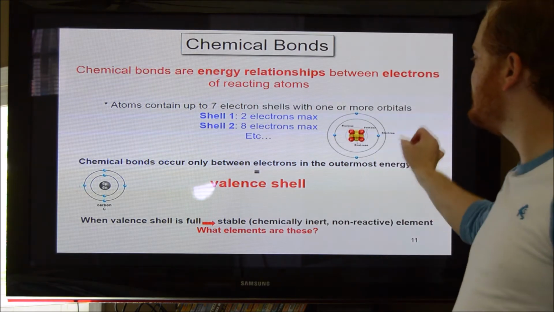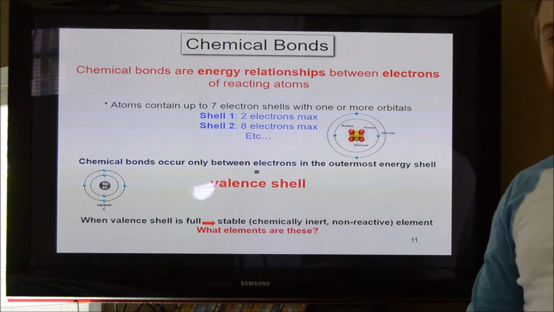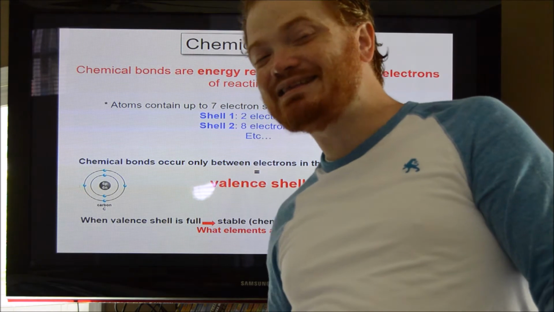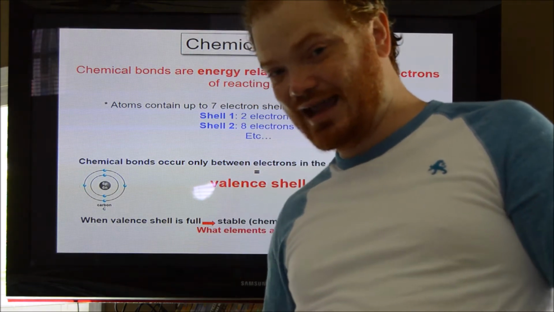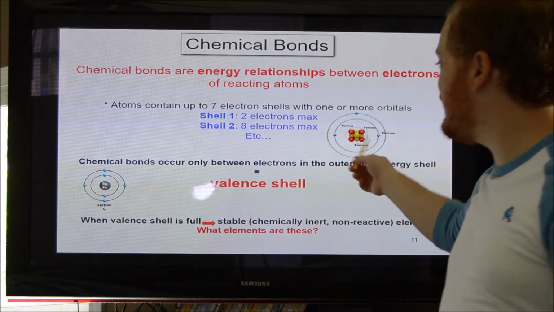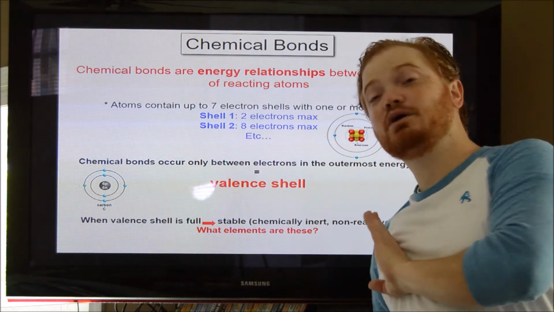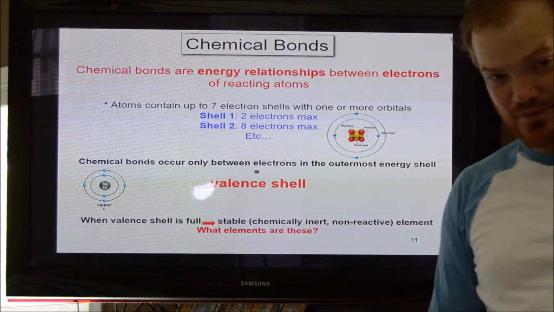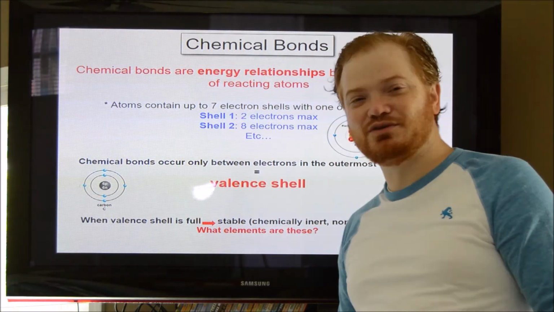The next energy shell, the second one, can have a maximum of 8 electrons in it. Okay, 8 electrons. And if it gets to 8 electrons, then it is happy. And we go no further. Okay, we're going to go no further. We're going to keep this very simple.